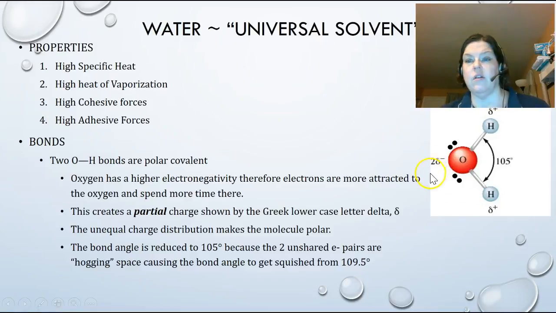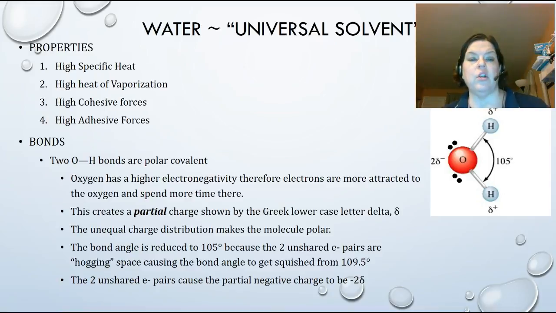These two dots right here on either side of the oxygen are the unshared electron pairs. And we'll learn more about how to do that structure a little bit later. The two unshared pairs of electrons cause a partial negative charge to be 2 delta, which means a partial charge of 2. I know that's a little strange, but basically what we're saying is this hydrogen and this hydrogen are both unequally sharing their electrons, so we have a partial -2 charge there.